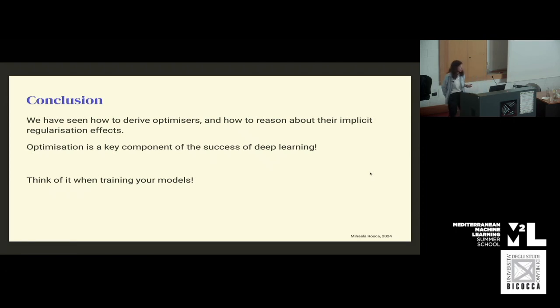And then we've talked also a little bit about how, in the context of generative models from GANs, diffusion, and LLMs, optimization is very, very important. That's it.